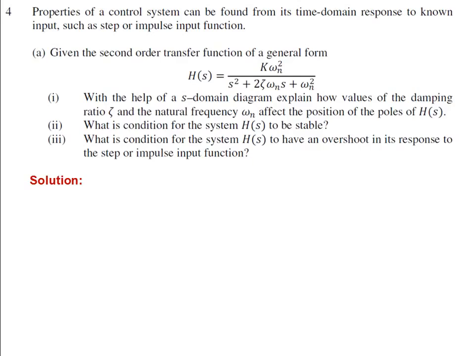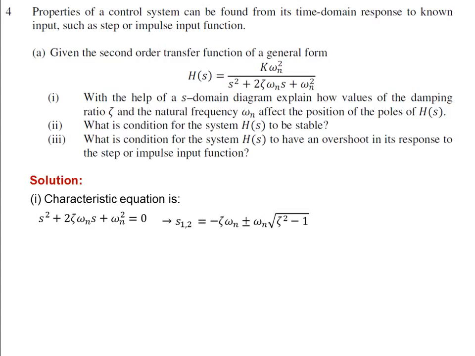In order to answer these questions, first we need to look at the characteristic equation of the transfer function. The characteristic equation of the transfer function H(s) is s squared plus 2 zeta omega n s plus omega n squared. By putting this characteristic equation equal to 0, we can find the poles of the transfer function. By solving this polynomial, we have the poles as s1,2 equal to minus zeta omega n plus minus omega n root zeta squared minus 1.